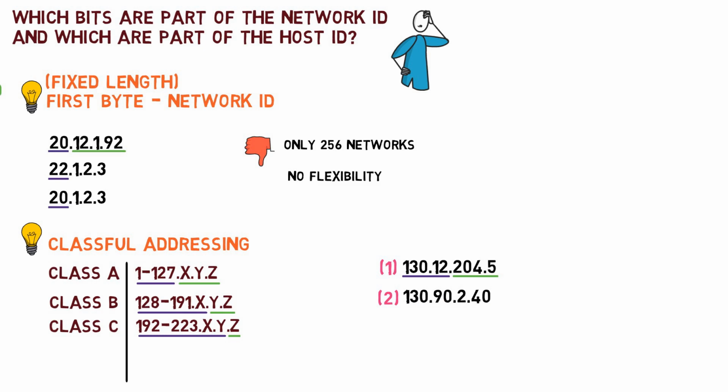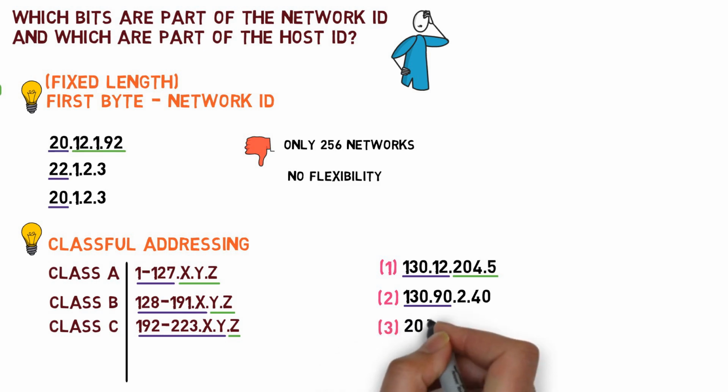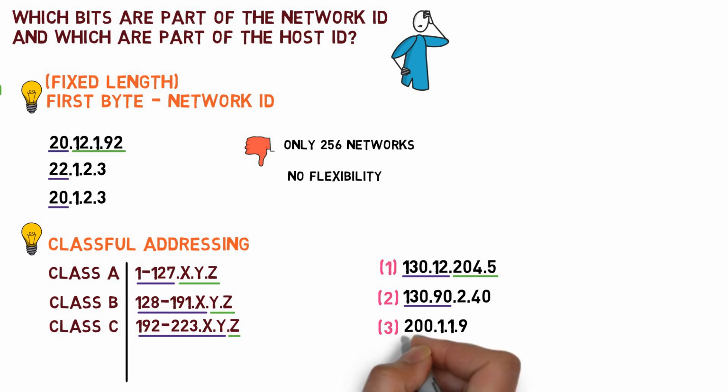Well, no, since they have different network identifiers, they are not within the same network. What class does the following address belong to? Correct, it belongs to class C, as the value of its first byte, 200, is between 192 and 223. This means that its network identifier is its first 3 bytes, 200, 1, 1.